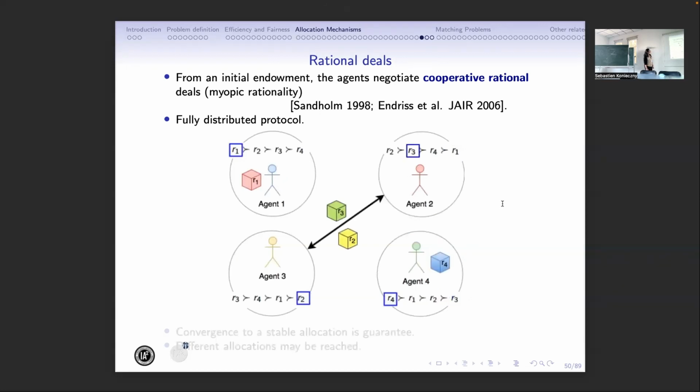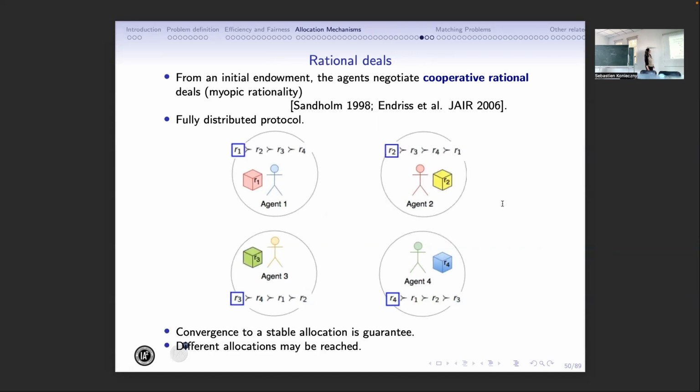Then agent 2 exchanges with agent 3. And that's all. At the end, we are happy since all the agents have their best resource. And we have converged to a stable allocation. The agent won't try to exchange anymore. So the first good point is that we can show that we will always converge to a stable allocation in the additive case, as each exchange is rational and the utility is upper bounded for all the agents.